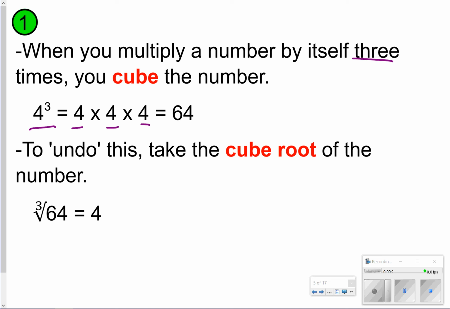Today we're going to be talking about lesson 14.2, finding cube roots. Today we're looking for 11 things in our notes. Let's go ahead and get started.